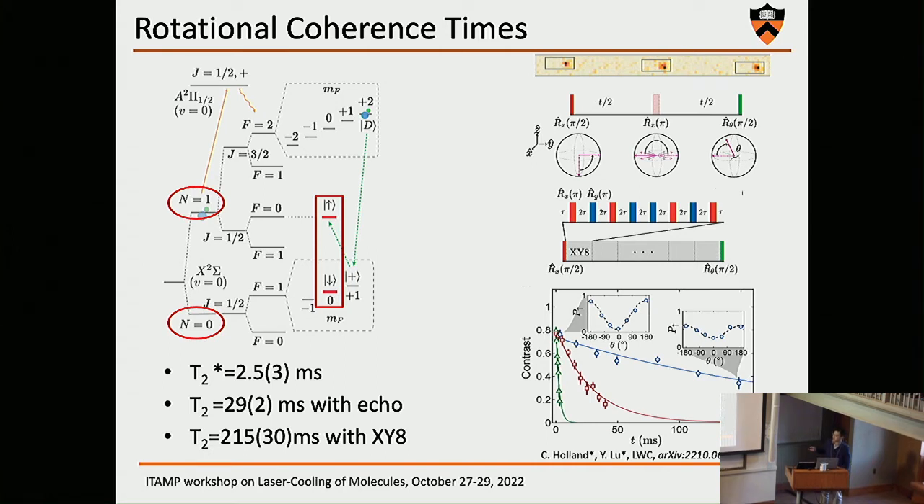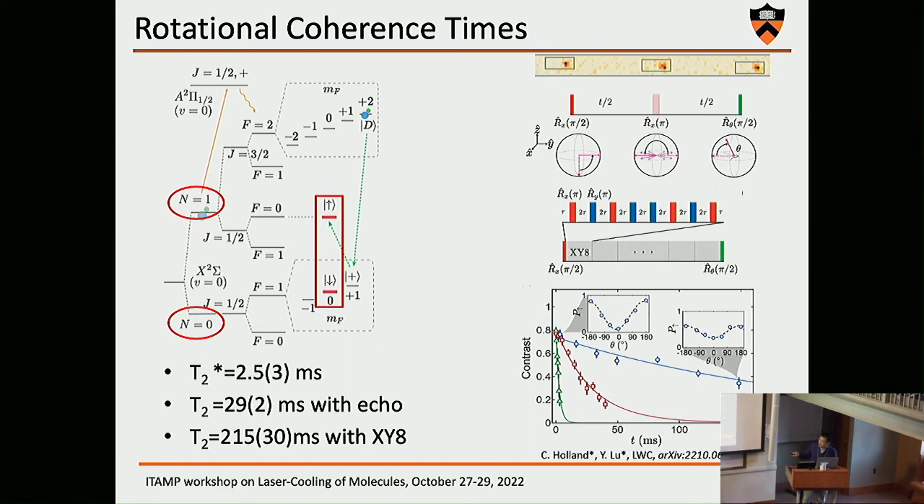So without doing anything special, we find a coherence time of about 2 to 3 milliseconds. But just adding one spin echo, so one pi pulse in between, we actually can extend the coherence time by about a factor of 10 to 30 milliseconds. So it's sort of better, but not quite good enough to see a lot of oscillations, coherent interaction. But what you can do is actually implement dynamical decoupling, which is sort of well known in other systems like NV centers, just say qubits.